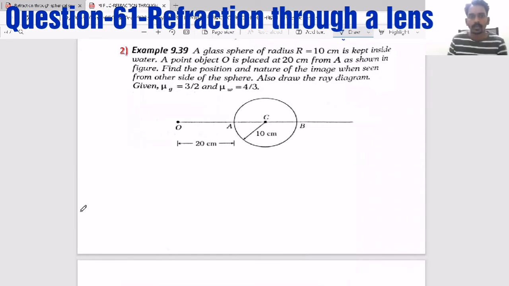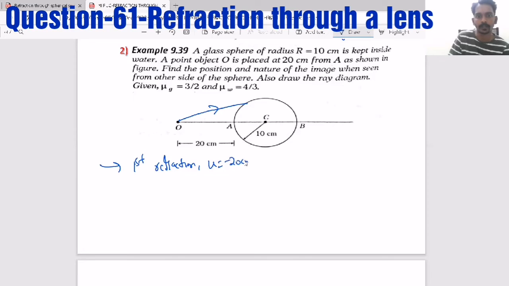Now a similar kind of one more question, just try to understand. See, a glass sphere of radius r, 10 centimeter, is kept inside water. A point object O is placed at 20 centimeter from A as shown in the figure. Find the position and nature of the image when seen from the other side of the sphere. Now here, the first refraction takes place here. See, the first refraction you take.